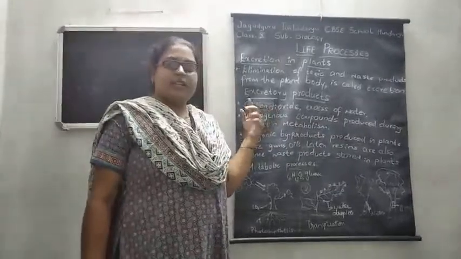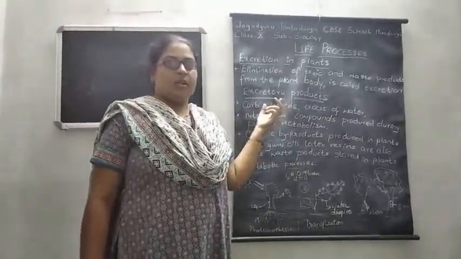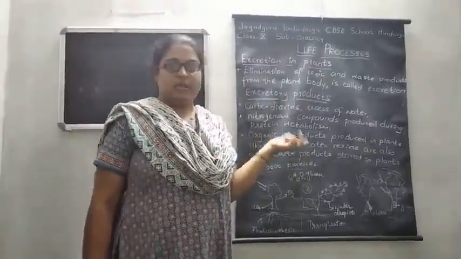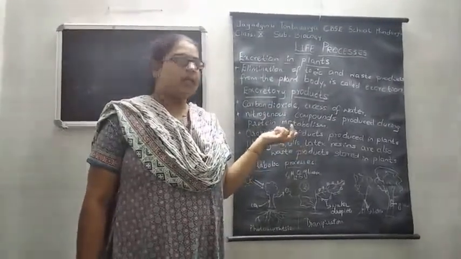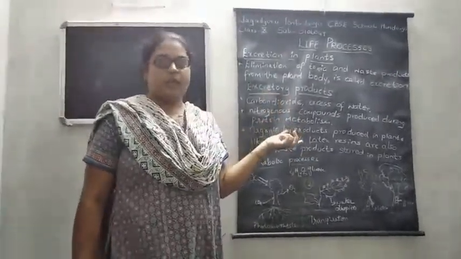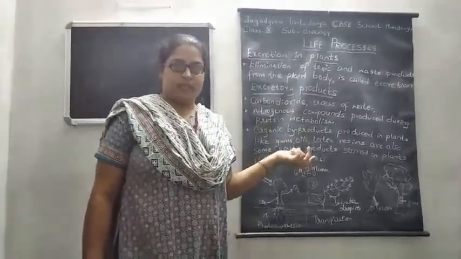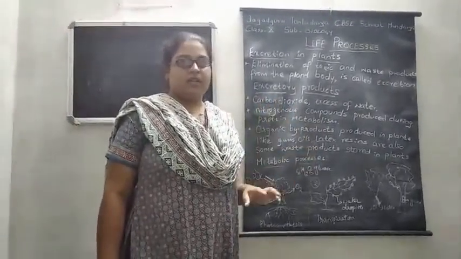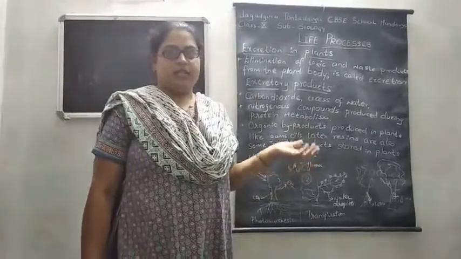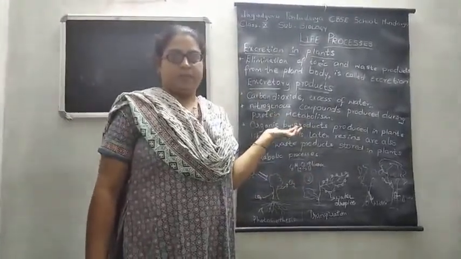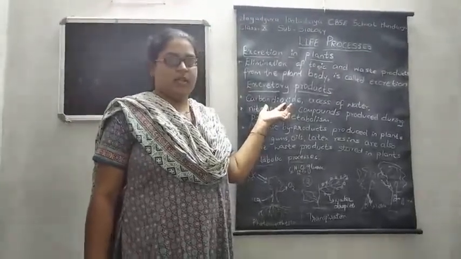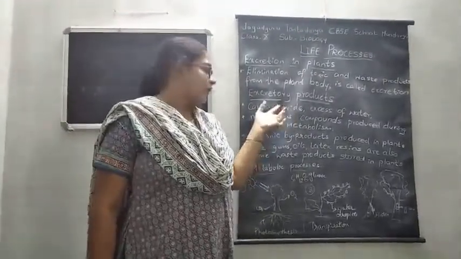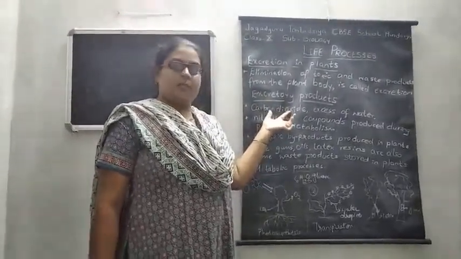Carbon dioxide is produced during the respiration process, which is also one of the important metabolic processes. But carbon dioxide is a raw material for preparing food materials, and as and when the plant needs it, it takes it from the atmosphere. But excess carbon dioxide is not retained. It is eliminated, so it is considered a waste product.